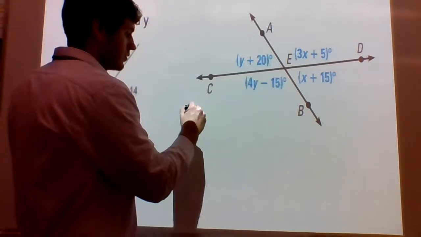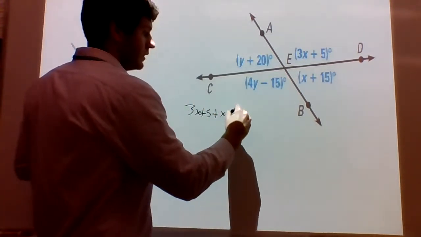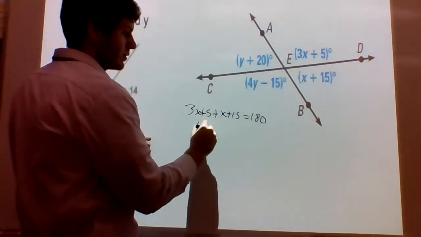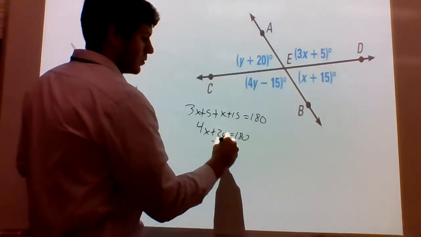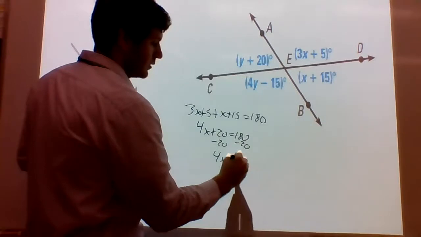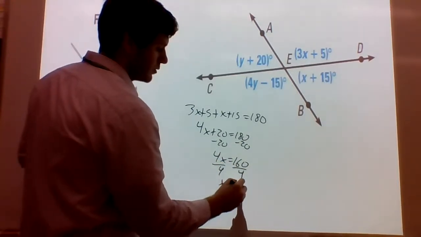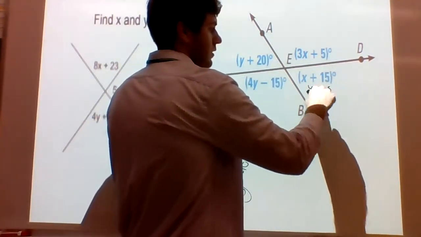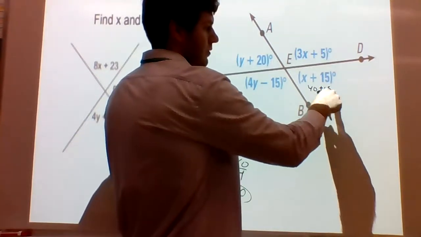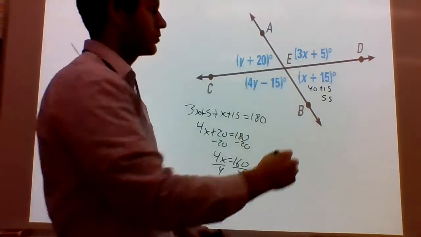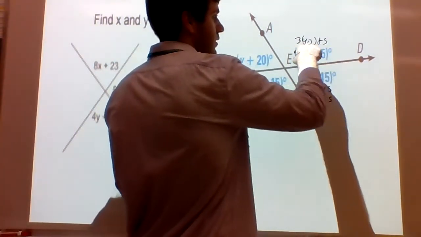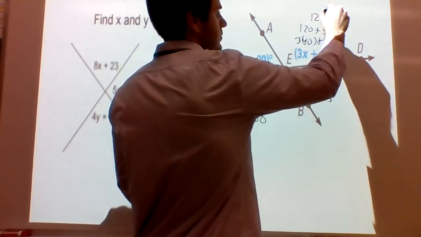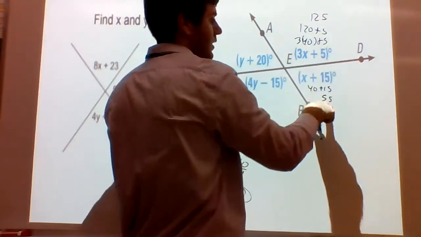3x plus 5 plus x plus 15 is 180. Then we can solve for x. 4x plus 20 is 180. Subtract 20. 4x equals 160. Divide by 4. x is going to be equal to 40. 40 plus 15 is 55. 40 times 3 is 120, plus 5 is 125. 125 plus 55 is 180.